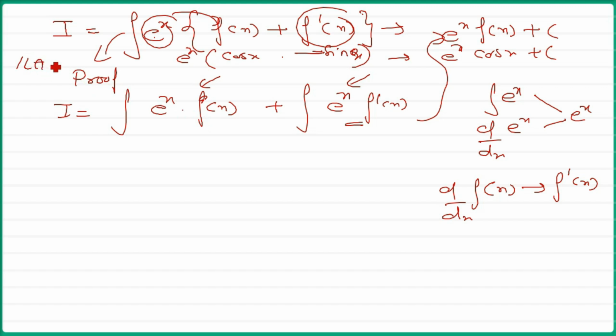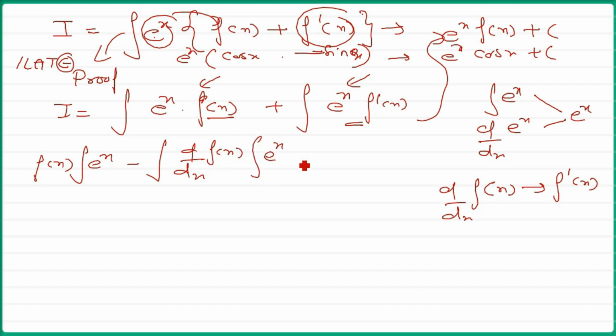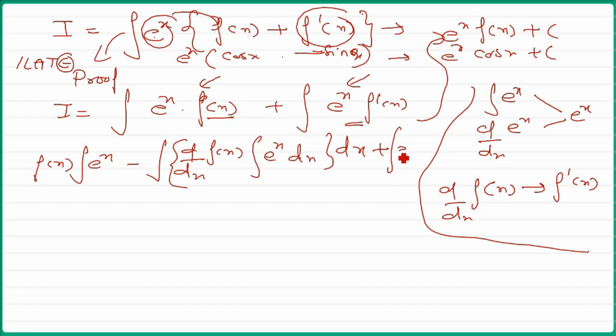And as I told you already, e is the exponent. So that's why we have to take f(x) as the first function. So we are taking f(x), integration of e raised x, then integration of d by dx of f(x) and then integration of e raised x dx, and then dx. And just remove this for now. Integration of e raised x f dash x is already there.